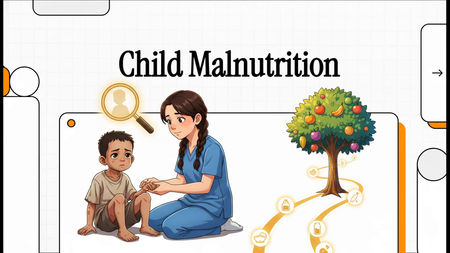Today, we are going to tackle a huge topic in public health, child malnutrition. But instead of just throwing a bunch of big, abstract numbers at you, we're going to zoom all the way in. We'll start with the story of one child, and through that story, we'll understand the clinical reality, the social roots, and of course, the path to recovery for millions.